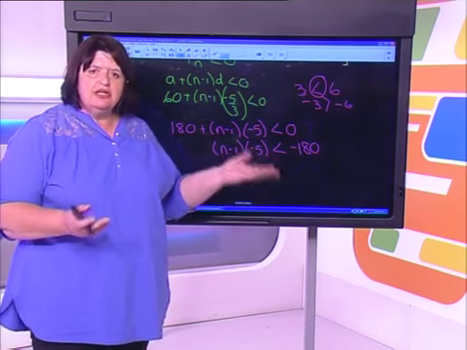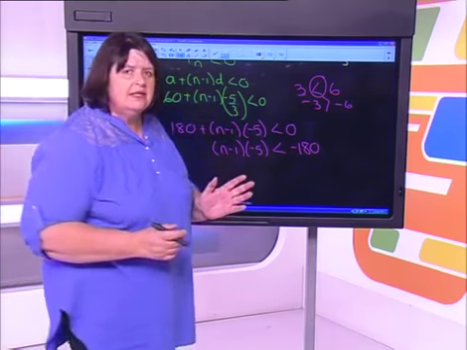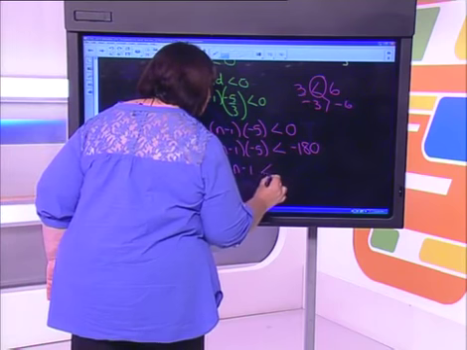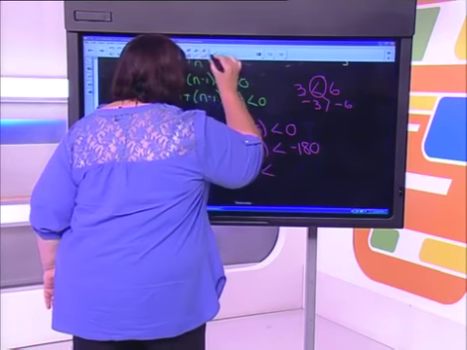But if you're never sure, just do a little sum on the side and make sure in your mind why you're doing what you're doing. So what I have now is n minus 1 is less than changes to actually greater than.